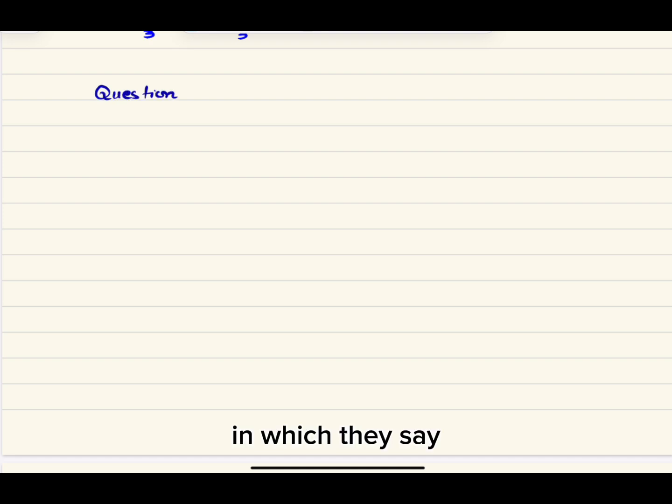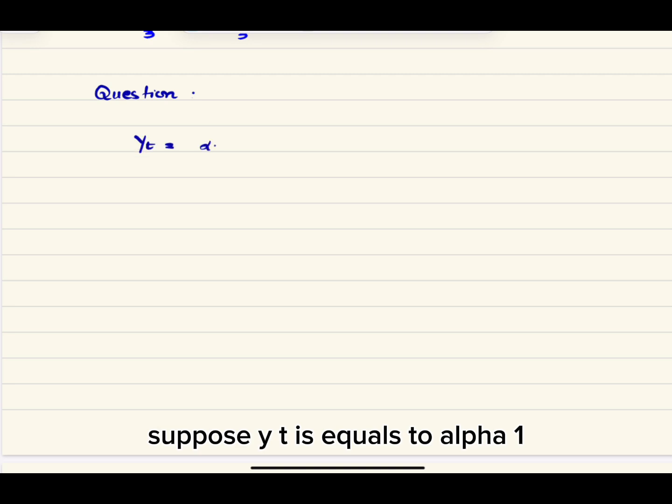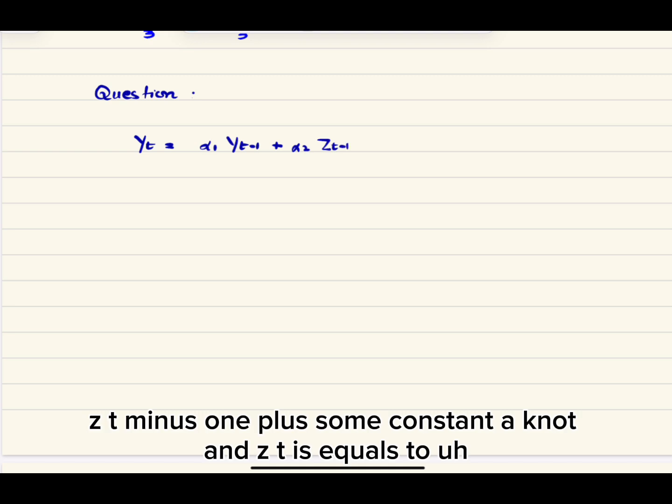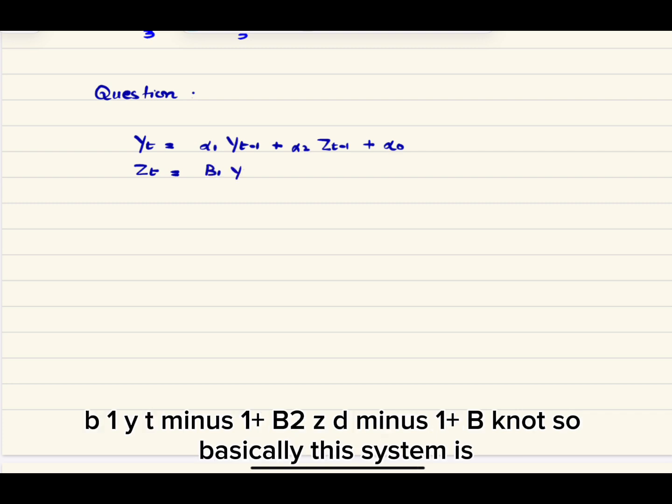Suppose y_t equals alpha 1 y(t-1) plus alpha 2 z(t-1) plus some constant a naught, and z_t equals b1 y(t-1) plus b2 z(t-1) plus b naught.